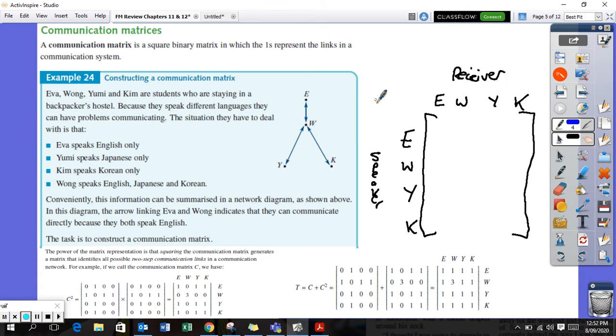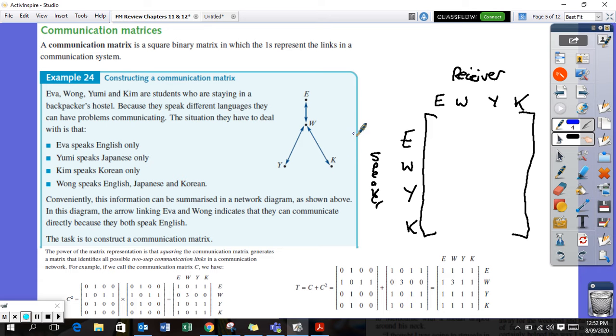Okay, so now we're just going to look at the end of chapter 11, communication matrices. So people communicating with each other, and there's two-way communication everywhere, but Eva Wong is the only person to communicate with everyone because of language differences. So Eva can't communicate with Kim, etc.